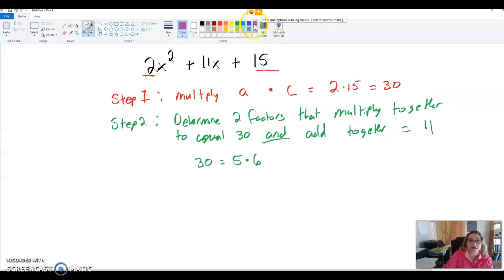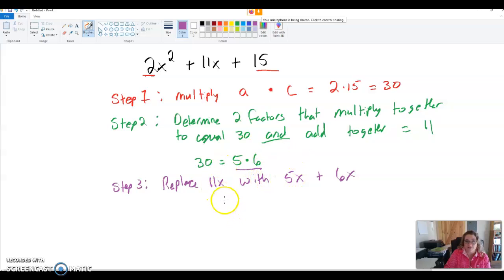So step 3, we are going to replace 11x with 5x plus 6x. Okay? So we're going to break apart this 11x so it's in 2 parts. It's going to use these 2 factors in place of 11x. So I'm going to rewrite this equation as 2x squared plus 5x plus 6x plus 15.